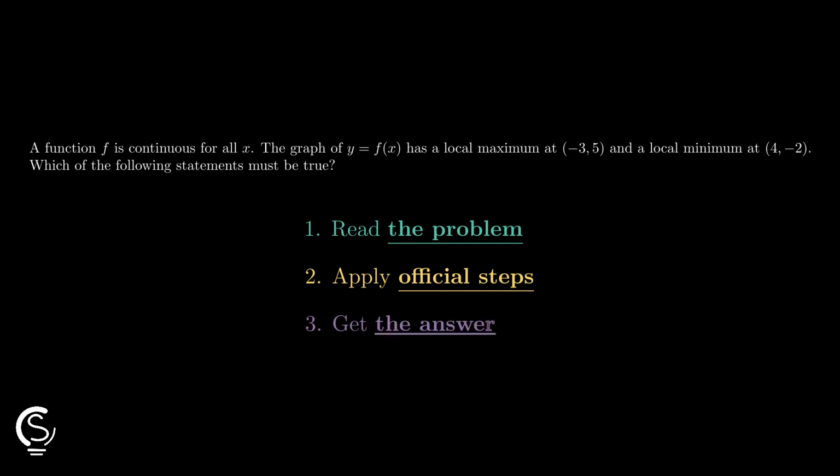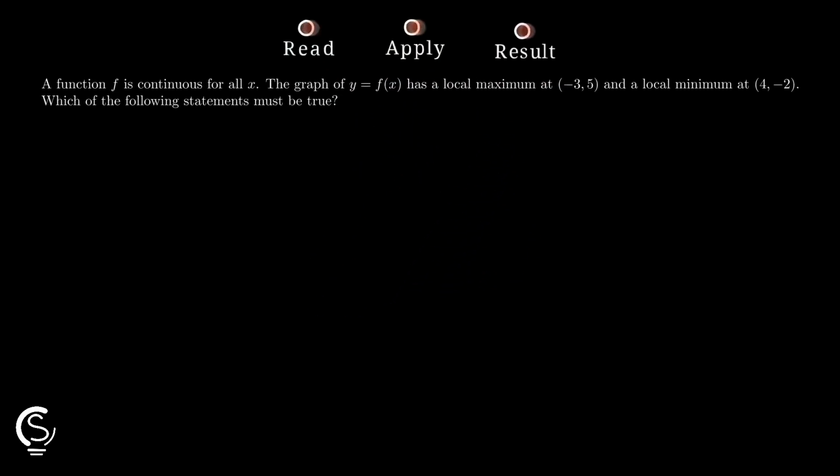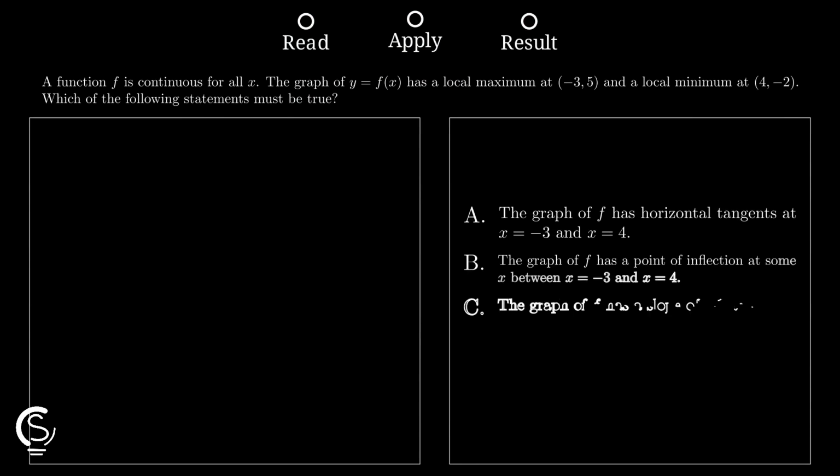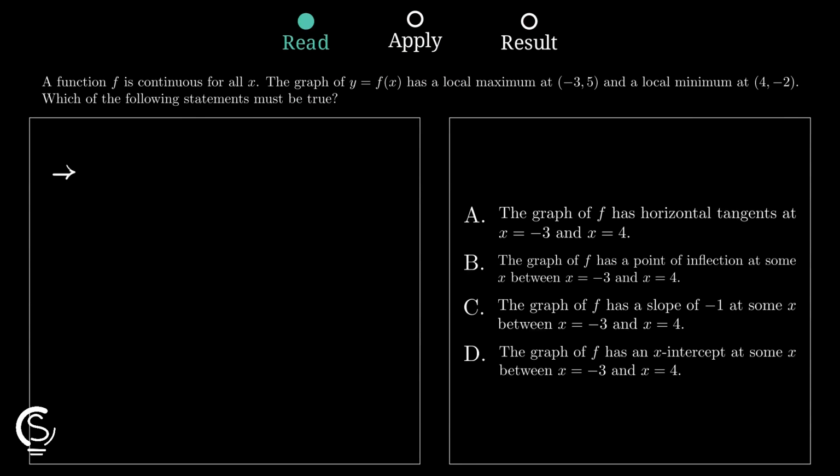Let's go! Calculus problems like this are fast to solve with the right theorem. Let's break down this continuous function graph together right now. First, we identify that the function is continuous everywhere. We are given a local maximum at -3, 5 and a local minimum at 4, -2. Let's go!